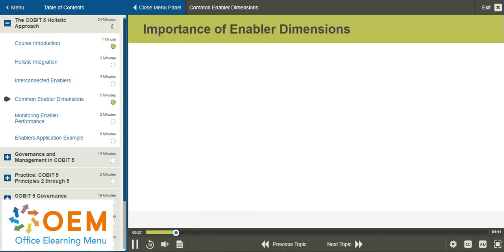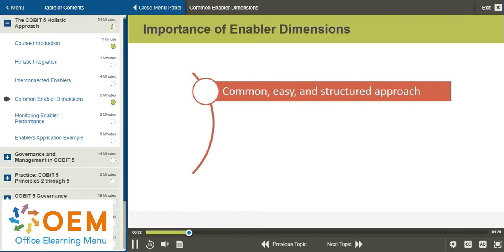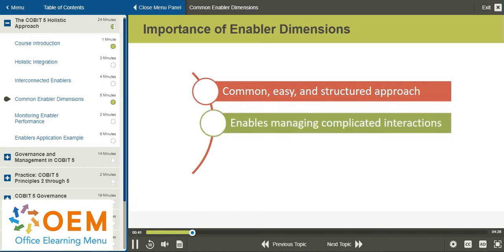There is enabler dimensions, which we are talking about here, and then there's enabler performance management, which deals with ensuring that we have positive outcomes. Enabler dimensions deal with common, easy, and structured approaches to looking at the complicated interactions between many different enablers within an enterprise. For instance, consider the fact that the IT department might be locking down sensitive data that gets processed by employee smartphones. And think of how that might translate to increased efficiencies in a business process, because people can work with data such as customer order fulfillment, let's say, while they're on the go using their smartphone.